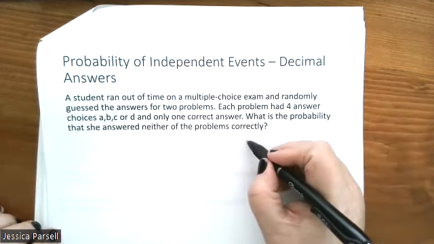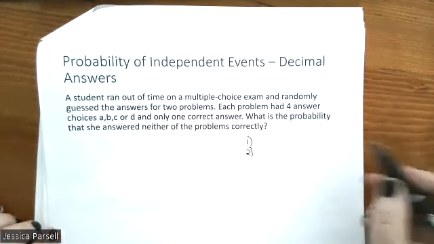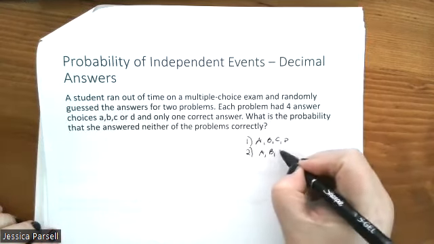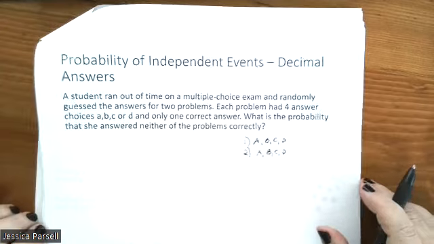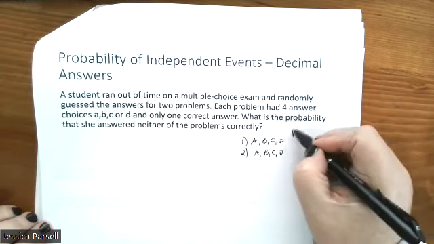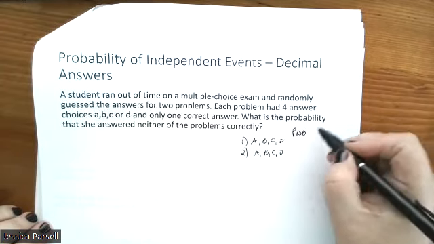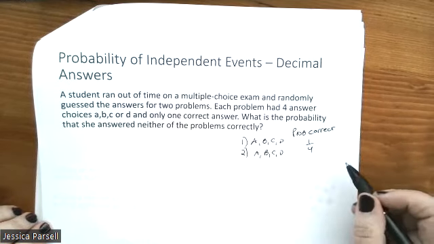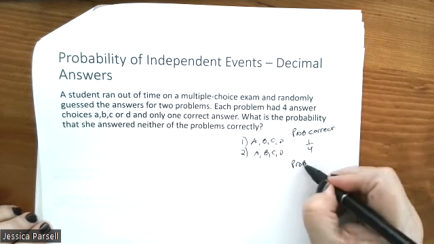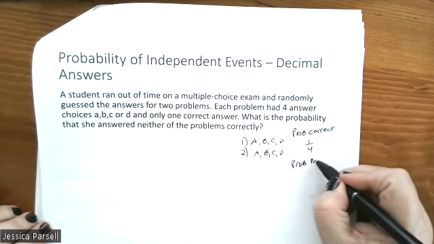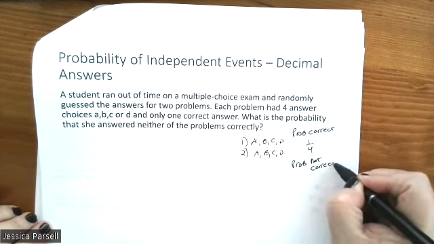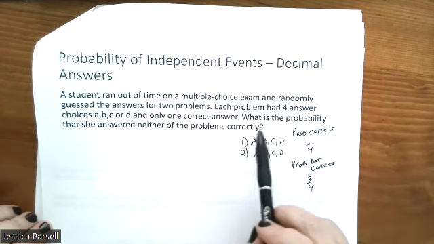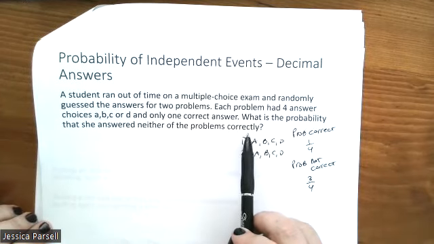Okay, so think about a multiple choice test. Here's question 1, here's question 2. There's 4 choices, and we know only 1 choice is correct. So we know the probability of getting the answer right is really only 1 out of 4 chances. We know the probability of getting it not right, so not correct, is 3 out of 4 chances. Okay, they're asking what's the probability that she answered neither of the problems correctly.